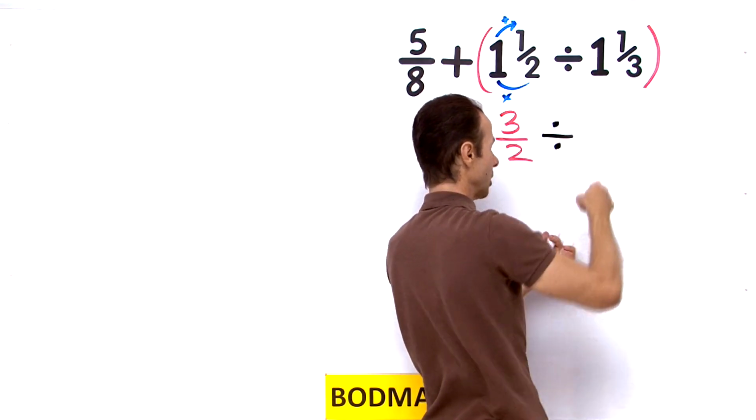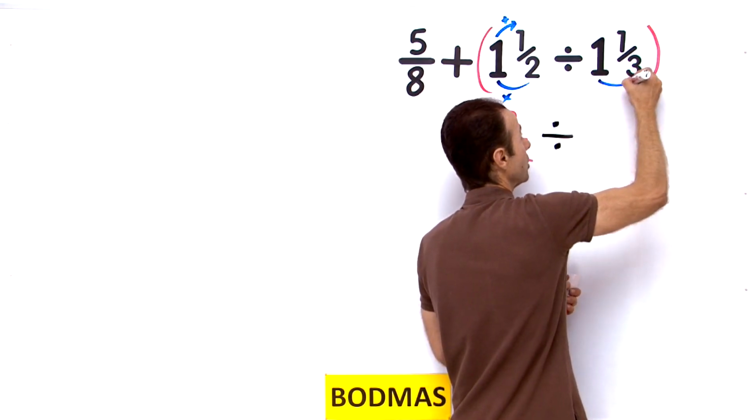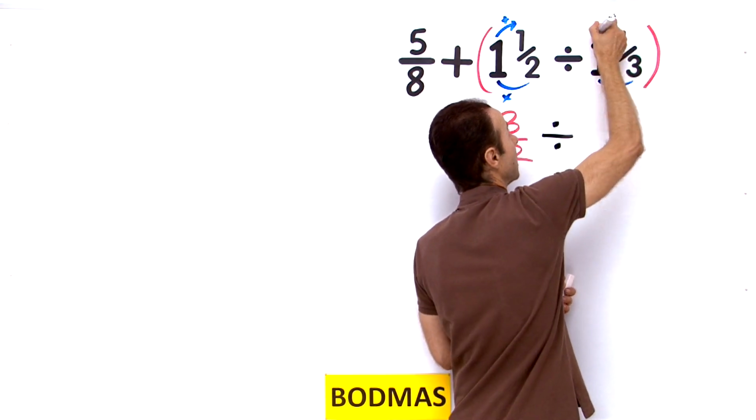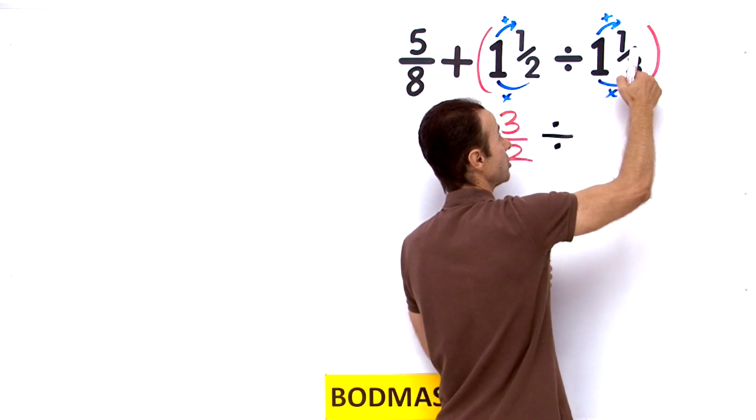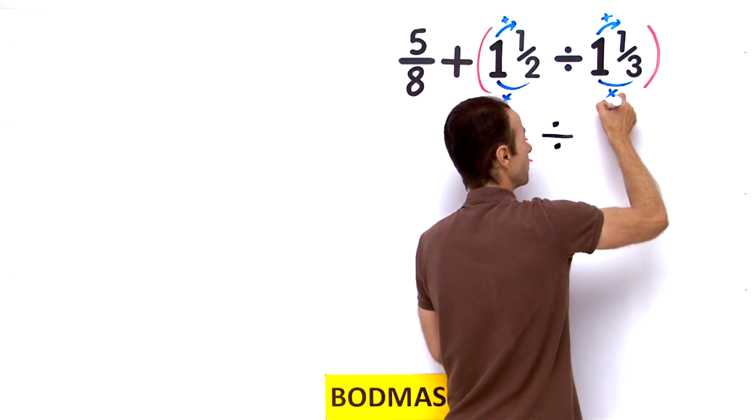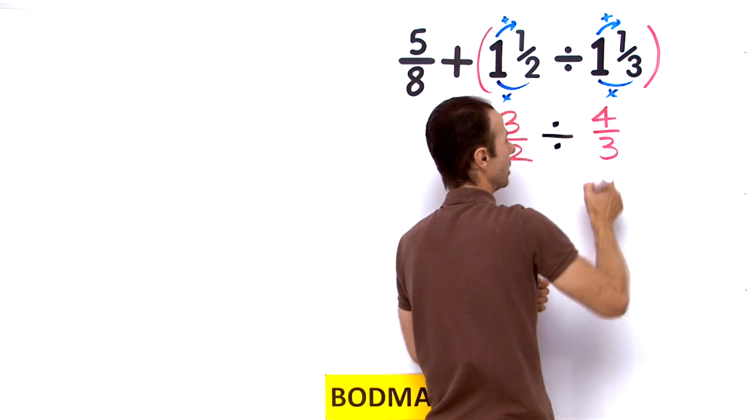Okay, 1 1/3, let's do the same thing. 1 multiplied by the denominator plus the numerator. Let's add the numerator. So what does that become? 1 times 3 is 3, plus 1 is 4, so that's 4 over 3.